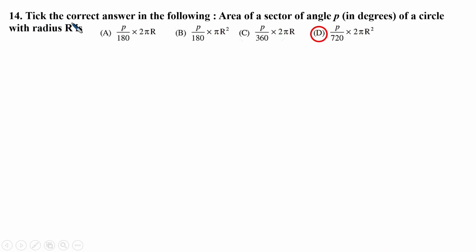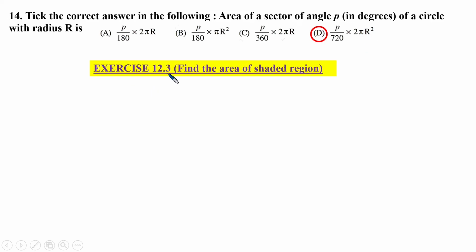Next problem 14. Tick the correct answer in the following. Area of the sector of angle P in degrees of a circle with radius r is P by 360 into pi r square. So this is the correct answer. Others are not. 2 pi r is circumference, so this is not correct. This is also 2 pi r, again circumference, so this also cannot be correct. It should be area. Area of a sector should be in r square. So either this or this. So this is not correct. So this has to be correct.